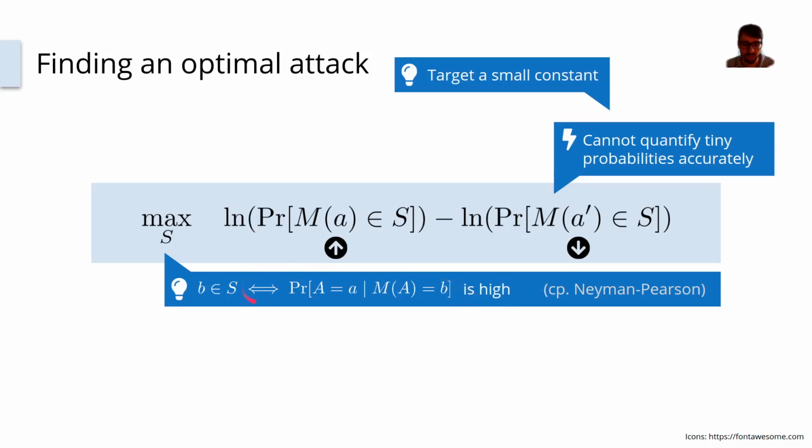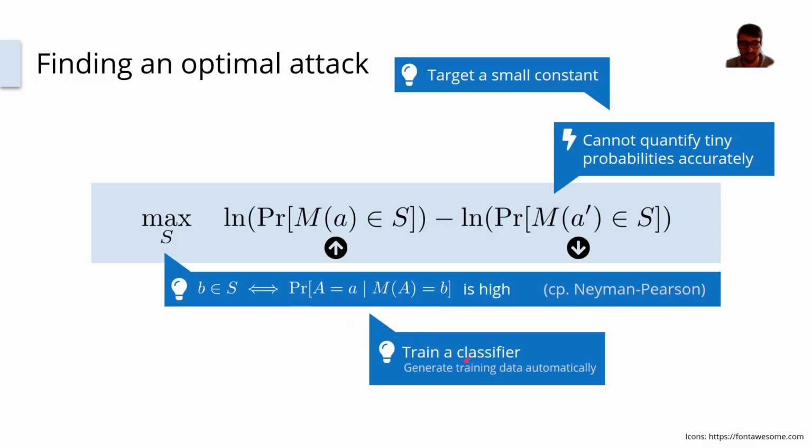So this has been the first key insight, namely that given this posterior probability, we can actually know which elements our attack set S optimally consists of. And the second key insight of our work is that we can actually estimate this probability by training a classifier. Note here that we can easily generate training data automatically, as much as we want, by just running this mechanism M on inputs A and A prime. And this means that it is fairly easy to use the standard framework of machine learning to quantify this probability.